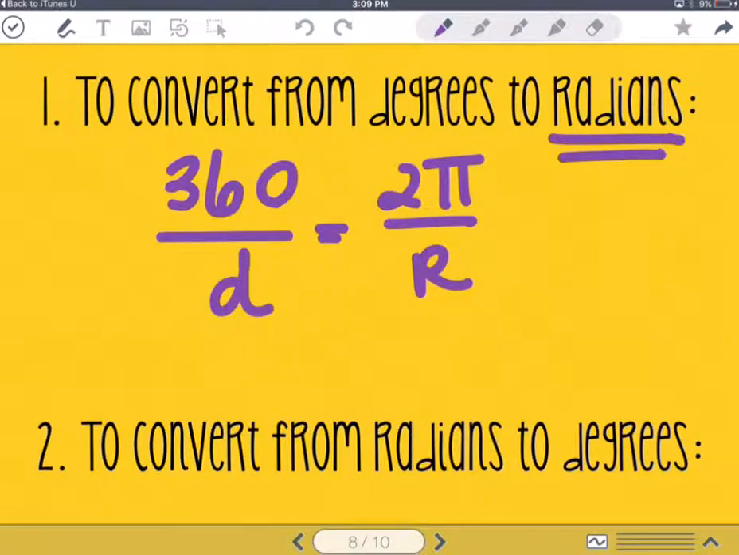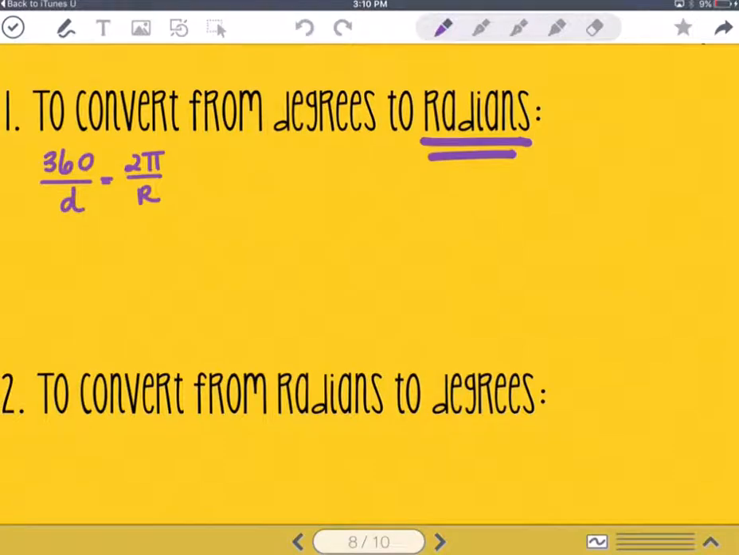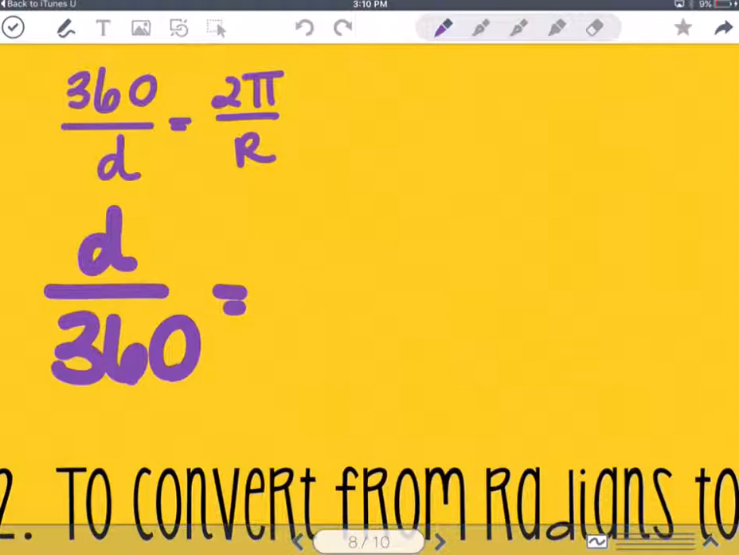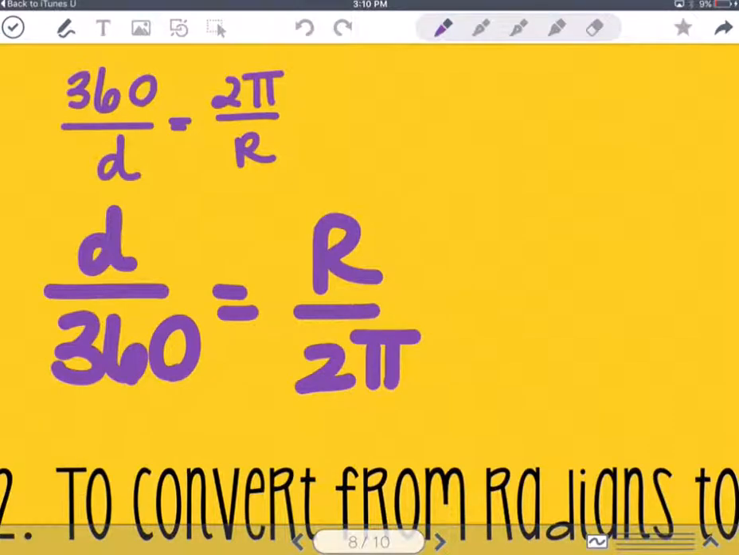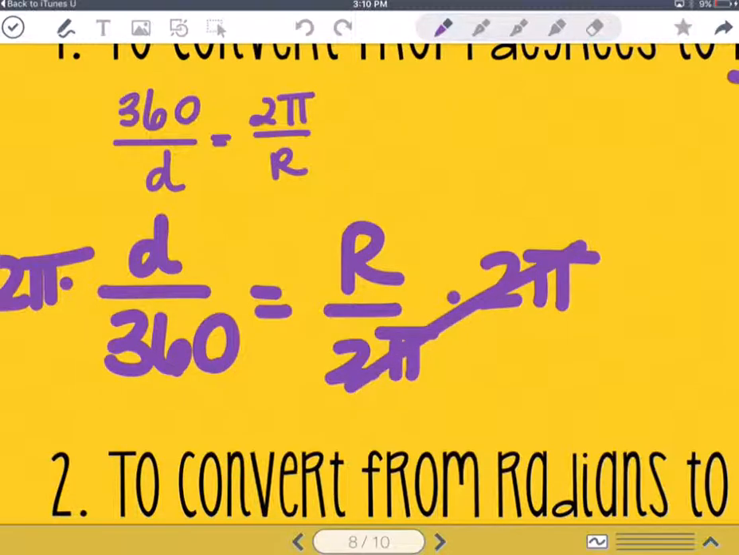So I'm going to start by multiplying both sides by, actually, what I'm going to do is start by flipping the fractions. So I'll show you what I mean by that. I'm going to write degrees over 360 equals radians over 2 pi. And then I'm going to multiply both sides by 2 pi. And that's going to get radians all by itself.